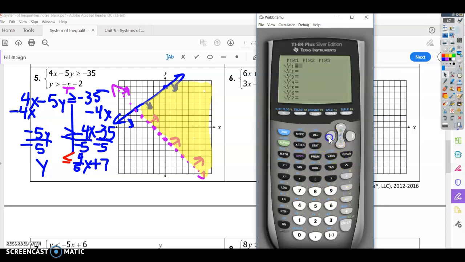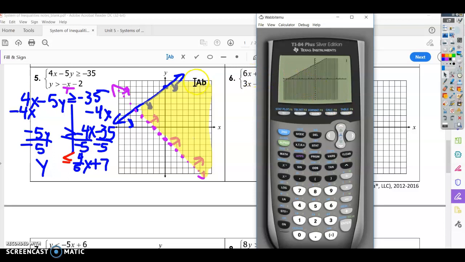Sorry about that, I was pushing the wrong buttons. All right, so let's go over here and push less than. There's my less than, and I need to come past the equal sign and do 4/5, so that's 4 divided by 5, and then x plus 7. And if you want to see what that looks like, you can hit graph.